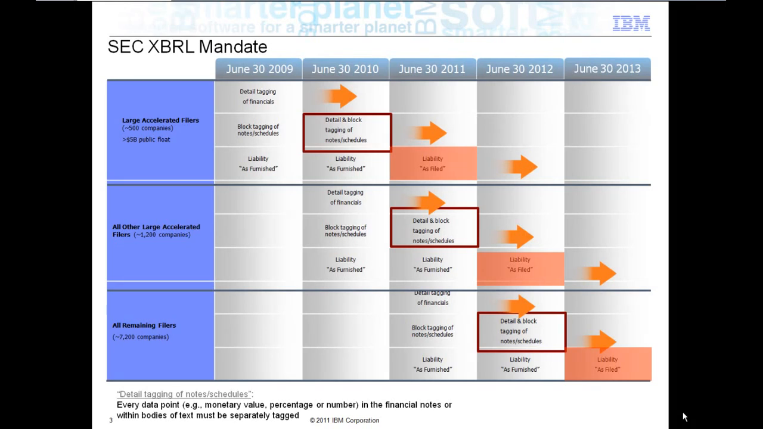As you enter into your second year of the timeline for the SEC's XBRL mandate, you are still required to bring forward all of your detail and block tagging notes and schedules. However, the liability now becomes as filed, and we'll discuss what that perhaps means for you and for your organization upcoming here in our session today.